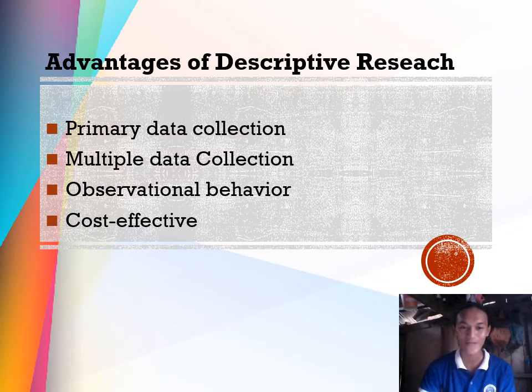So next is cost effective. In descriptive research, the data collection can be done quickly. Cost effective means the observation of the subject's behavior is very efficient. It can be done as quickly as possible.